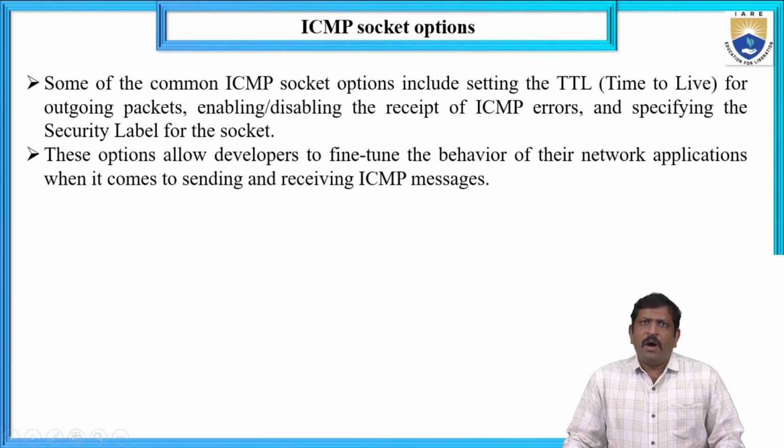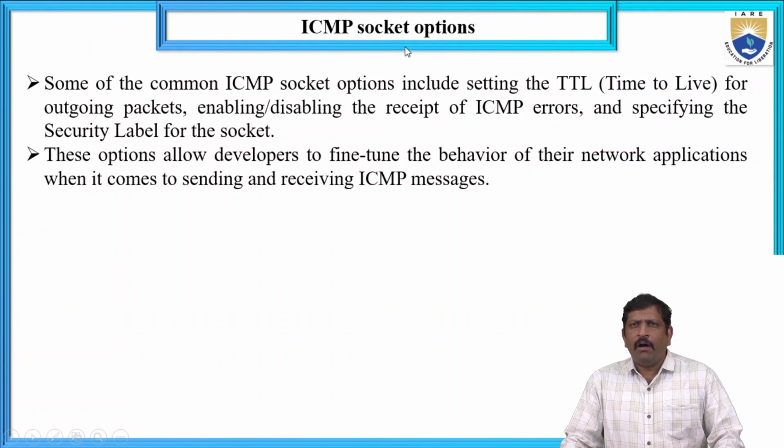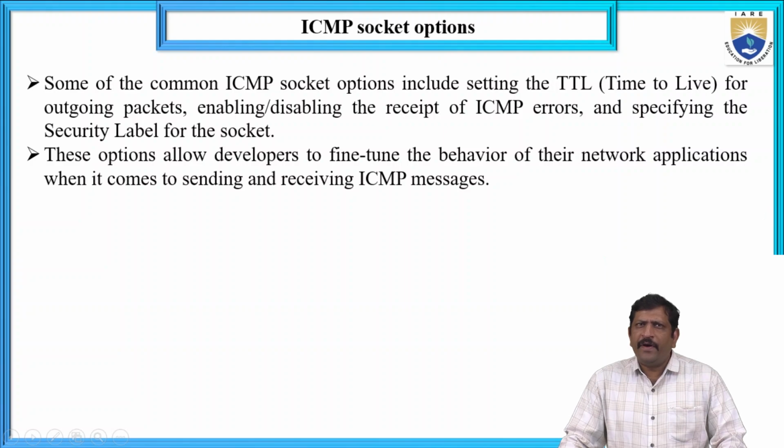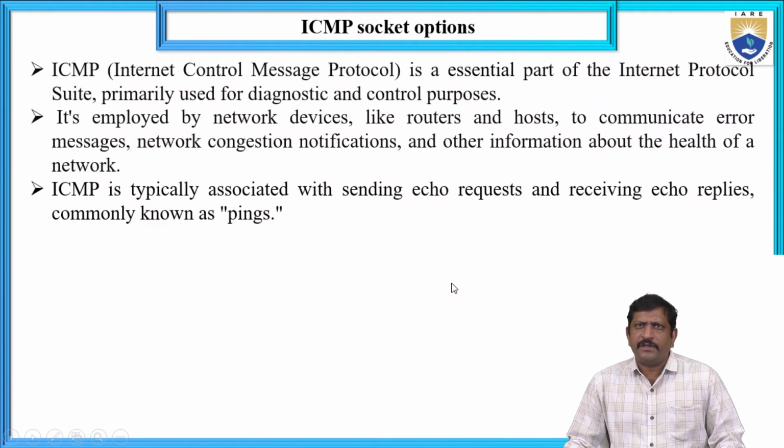Some of the common ICMP socket options include setting the time to live for outgoing packets, enabling or disabling the receipt of ICMP errors, and specifying the security labels for the sockets. These options allow developers to fine-tune the behavior of network applications when it comes to sending and receiving ICMP messages.